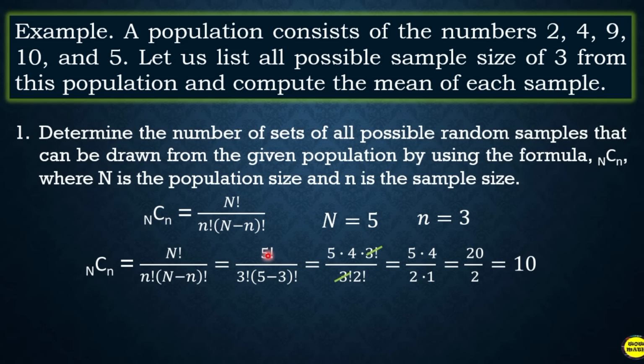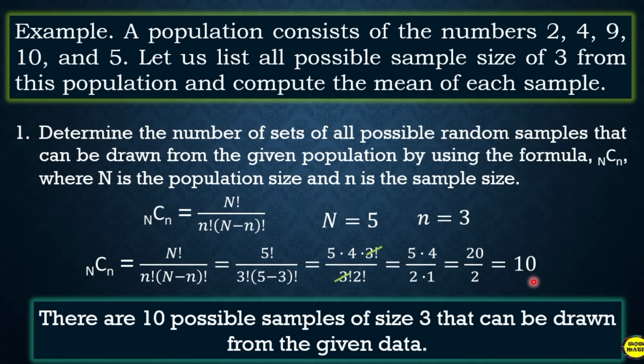When we say factorial, we multiply from 5 going down. So 5 times 4 times 3 factorial, since we have 3 factorial in the denominator, we stop here so we can cancel right away. What remains is 5 times 4 on top over 2 factorial, which is 2 times 1. So 5 times 4 is 20, divided by 2 is equal to 10. This means there are 10 possible samples of size 3 that can be drawn from the given data.